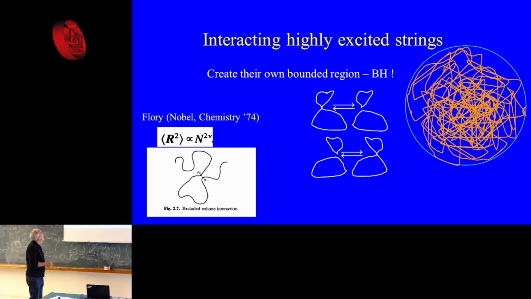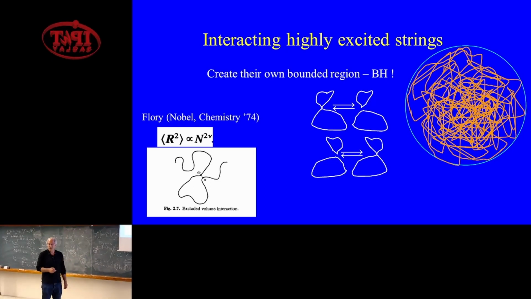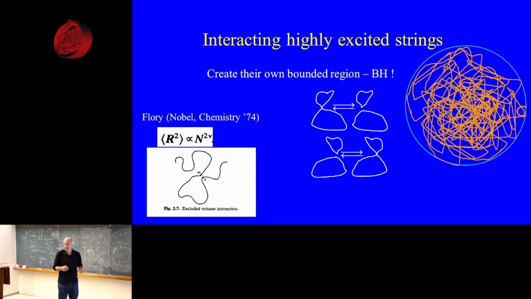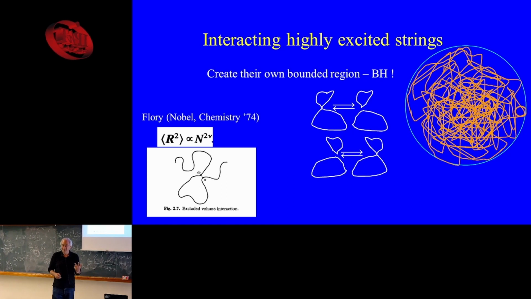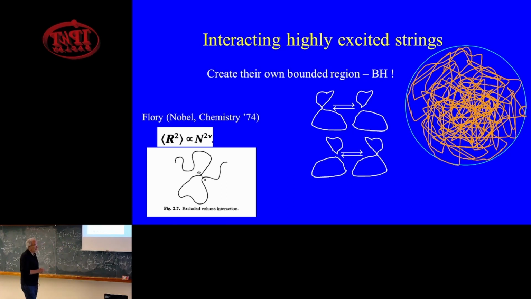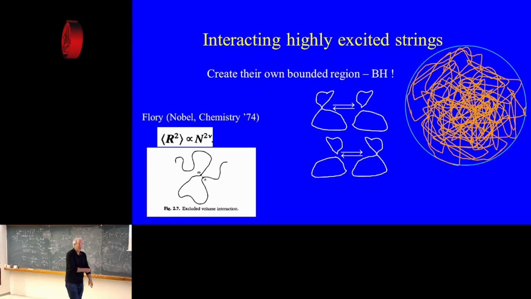Now, when you add string interaction in the form of joining and splitting, what happens is that this free string shrinks even further and creates a spherical region. And that spherical region is supposed to be the black hole. This is something that in polymer physics is well known and got 2 Nobel Prizes, one in 74 and the other one by Dejean in a year that I don't remember.